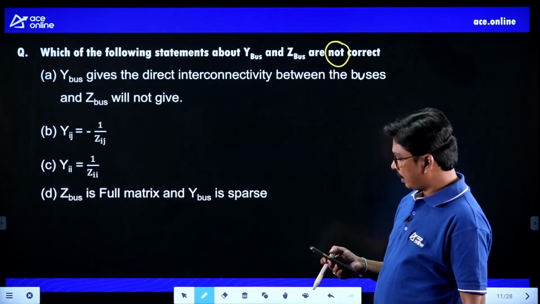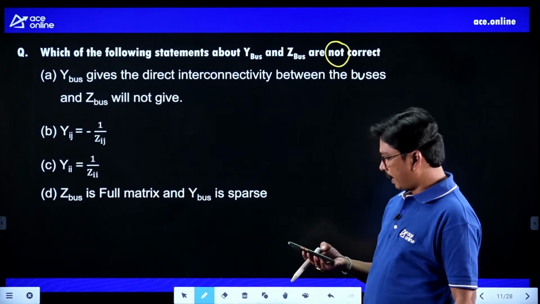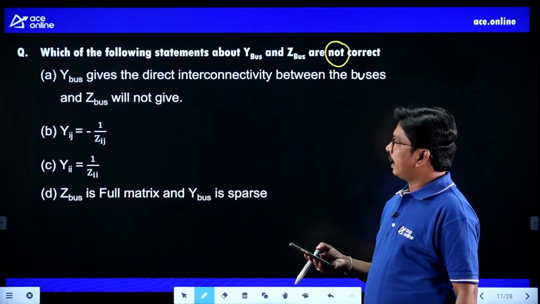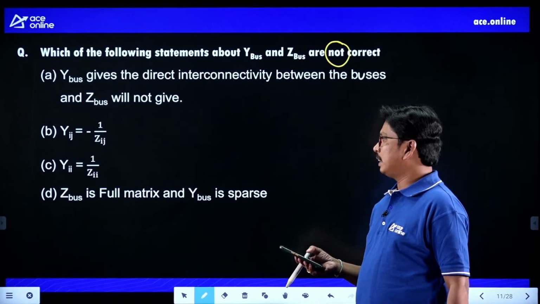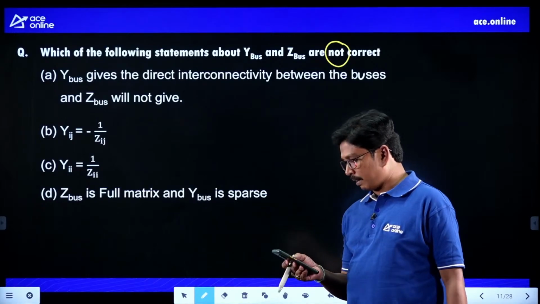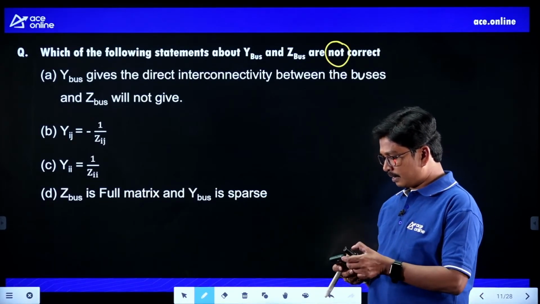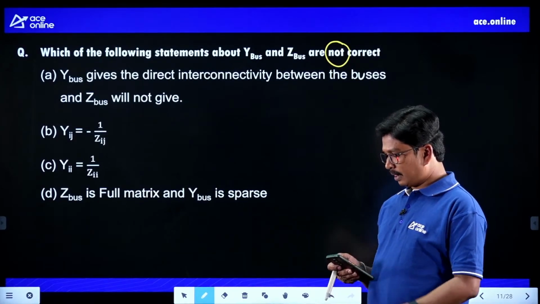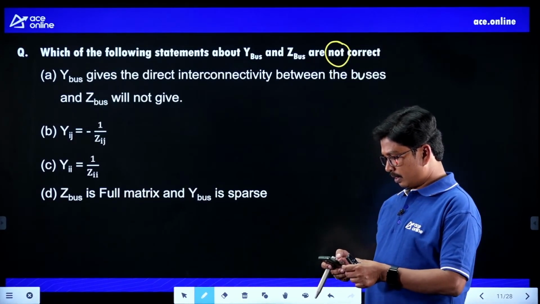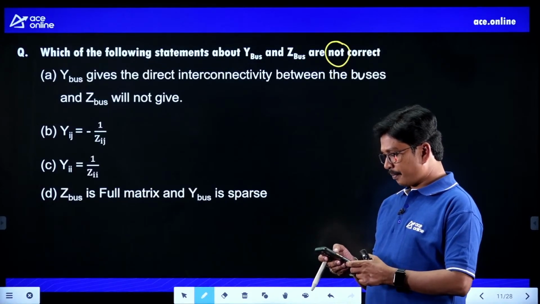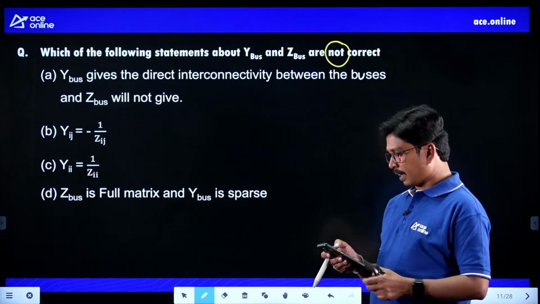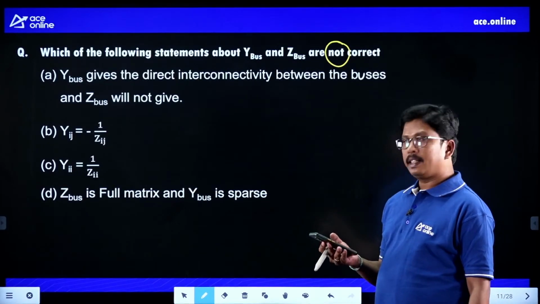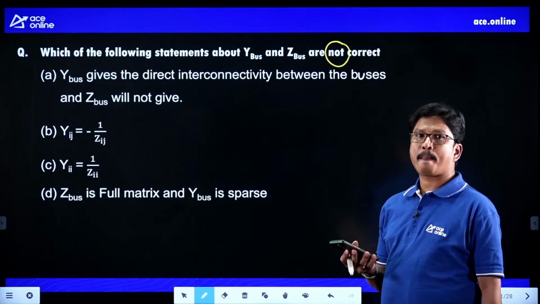And the second one given is: Yij is equivalent to minus 1 by Zij, and Yii is equivalent to 1 by Zii, and Z bus is a full matrix and Y bus is sparse. So any answer from this one? Try to give the answer. Which is not correct? They are asking which is not the correct statement.